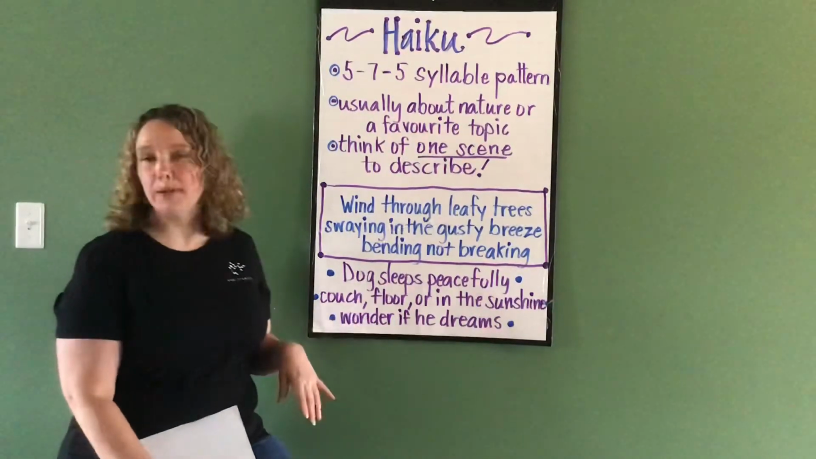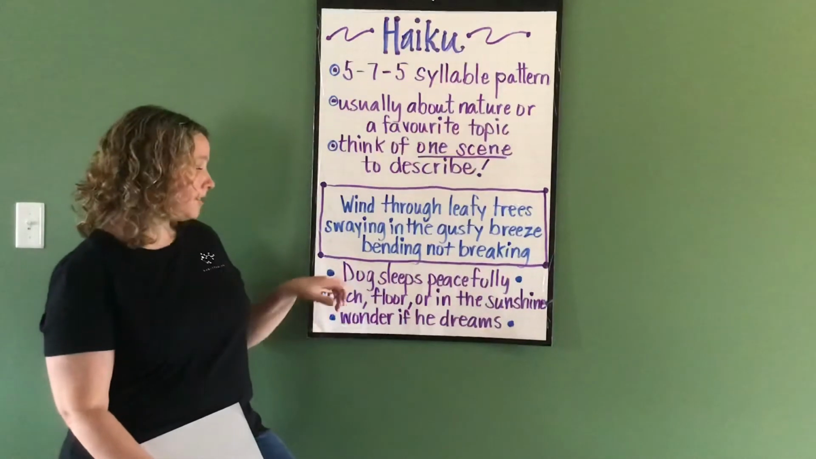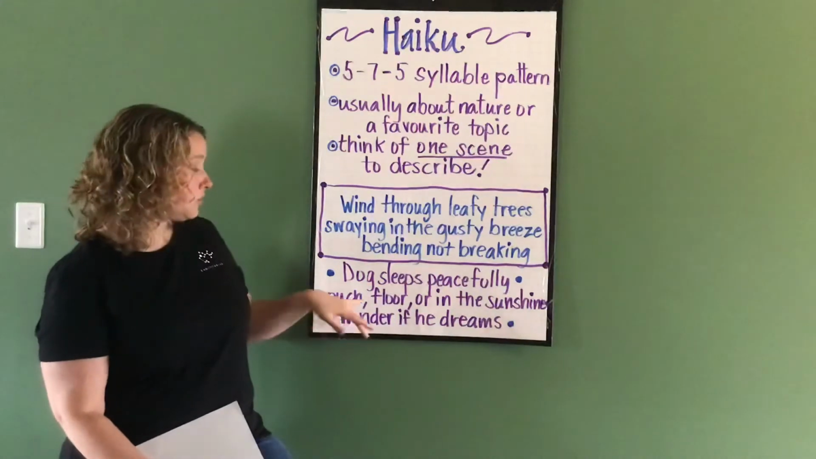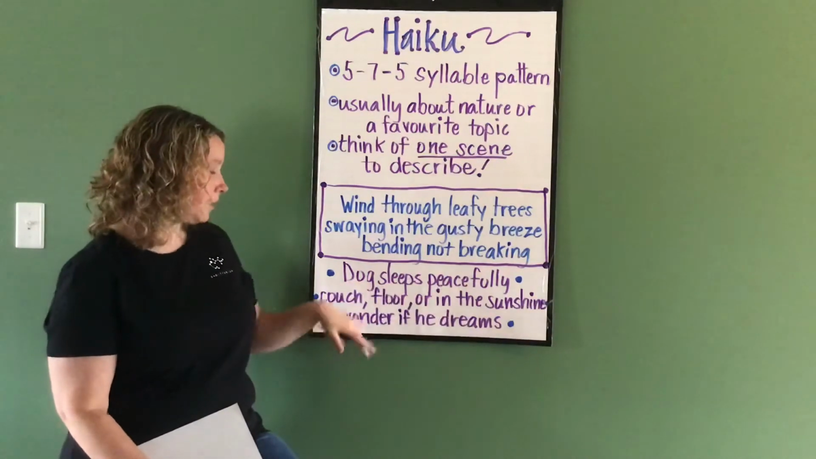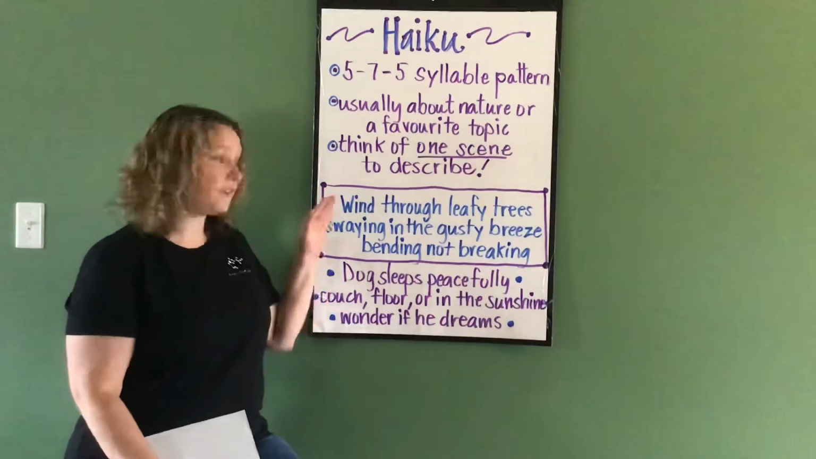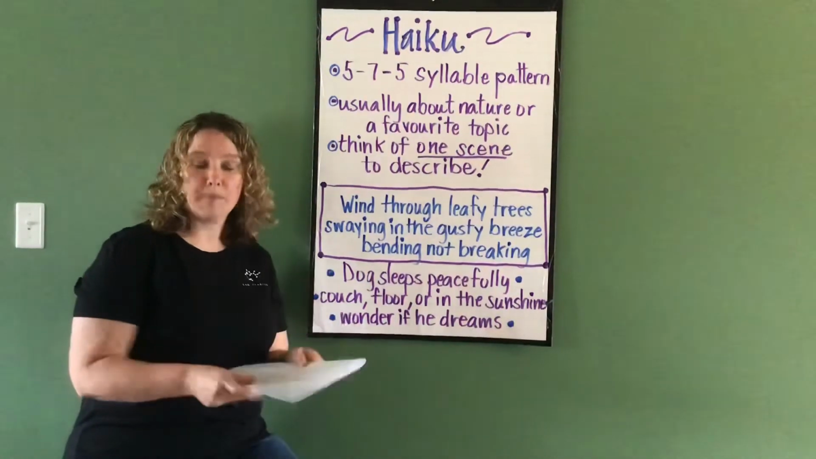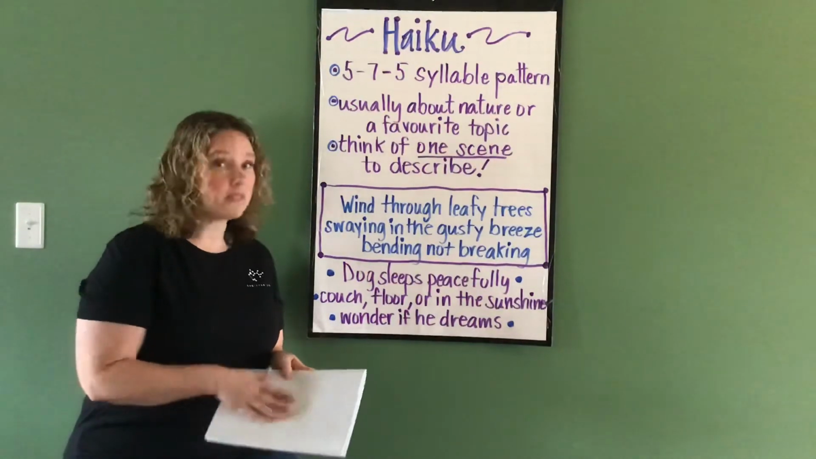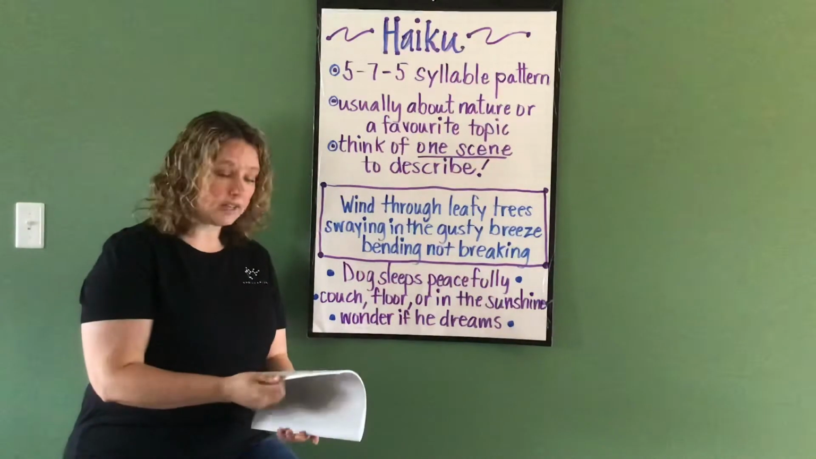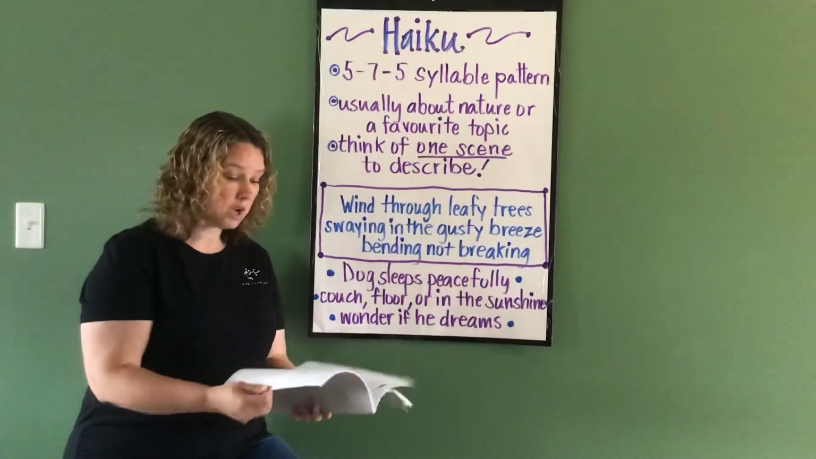And then my second one, I looked at my dog, just like my last poem was all about. And I did: dog sleeps peacefully, because he sleeps all day. Couch, floor, or in the sunshine, wonder if he dreams. So again, two 3-line poems, 5-7-5. If you're stuck, look at the examples that are in your booklet. Lots of examples at the very beginning of the haiku section. And then there's all kinds of worksheets that if you're stuck, you can go through.